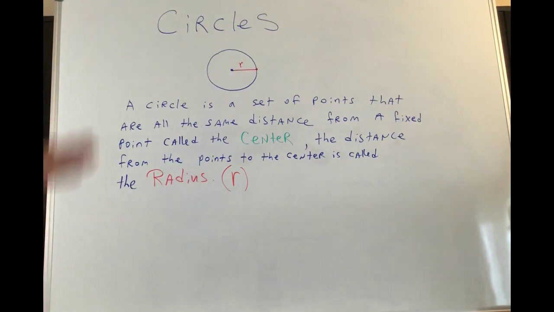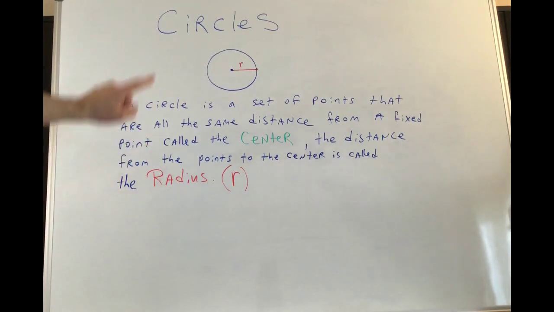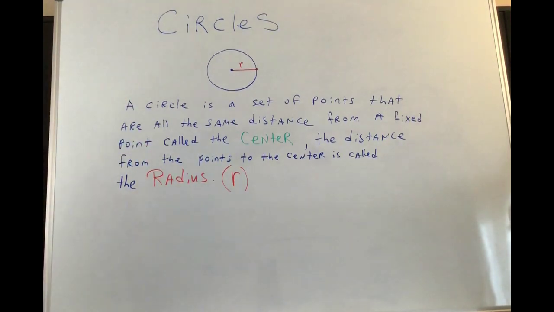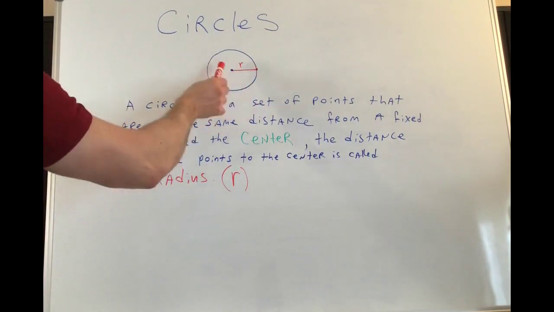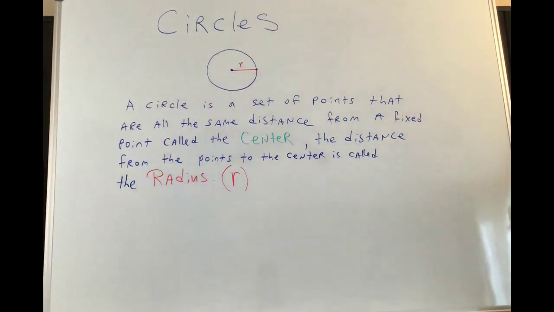All right, so the point in the middle is called the center, and the distance to the center from the edge is called the radius. Now, yes, if I were to go from one edge through the middle, through the center, all the way to the other edge, that would be called the diameter. You don't need that at all in these questions, so I'm not even going to write it. It's not important.